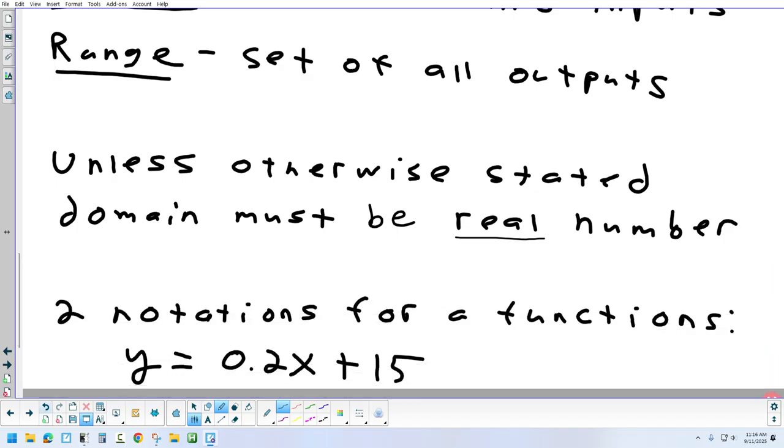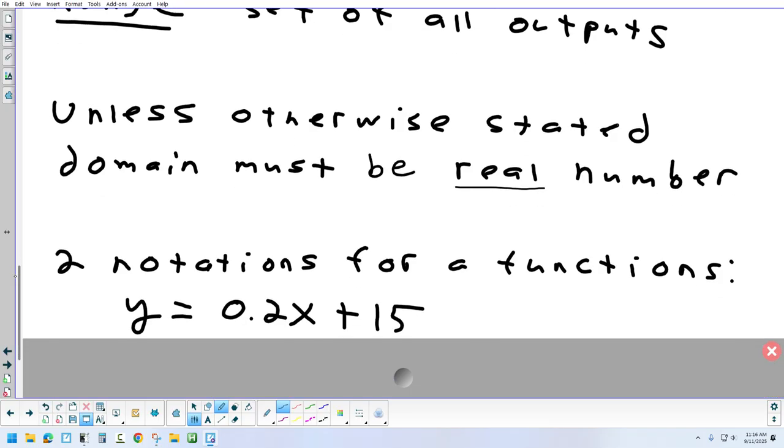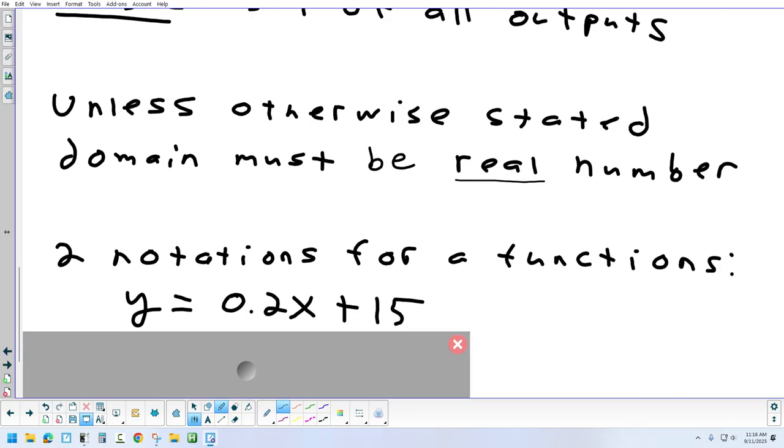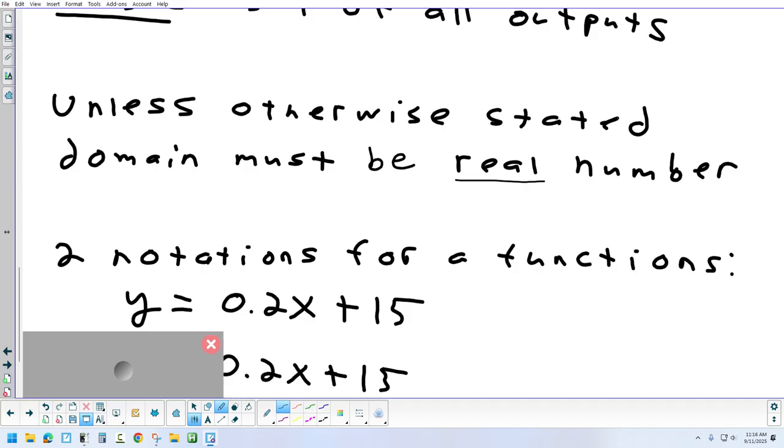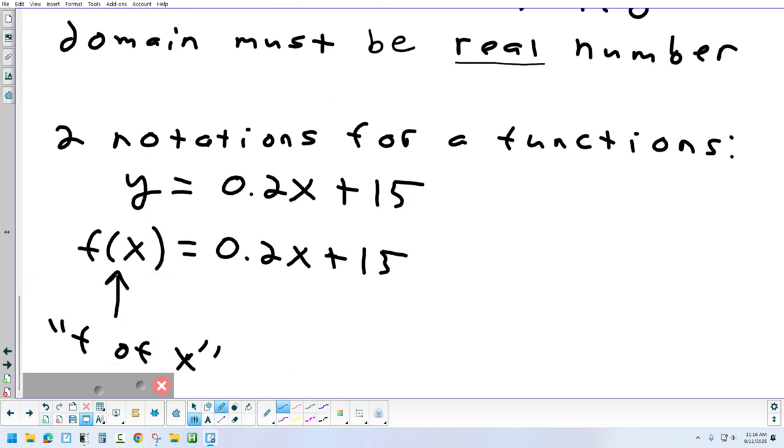Now, when you write down a function, there are two different ways you can do it. This is the notation I've been using so far. Y equals, and then the formula. Well, the other notation, it doesn't change the right-hand side. The right-hand side is still a formula that looks like that. But you can put something different instead of y. Does anybody know words? F of x. Right, you can write f of x. And that's called function notation.